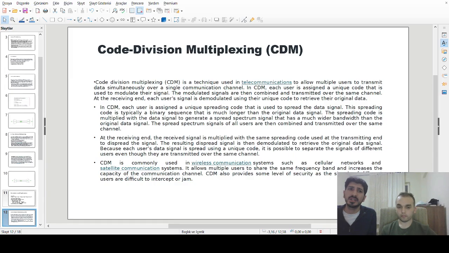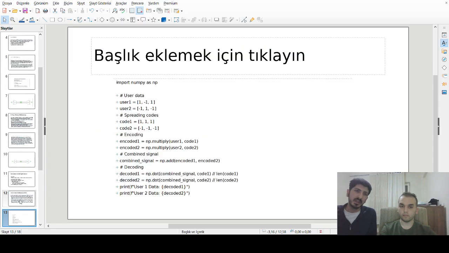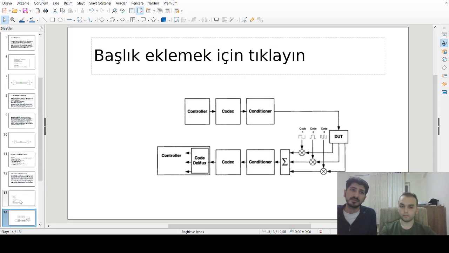CDM is commonly used in wireless communication systems such as cellular networks and satellite communication systems. It allows multiple users to share the same frequency band and increases the capacity of the communication channel. CDM also provides some level of security as the signals of different users are difficult to intercept or jam. This is the CDM representation.